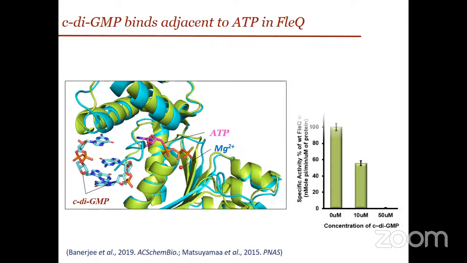So we did this experiment in our lab, and we showed that in presence of increasing cyclic di-GMP concentration, ATPase activity of FleQ is inhibited. If ATPase activity is going to be inhibited, flagellar genes will not be expressed. And therefore, FleQ, when it binds to cyclic di-GMP, the organism transitions to a biofilm lifestyle, because cyclic di-GMP inhibits ATPase activity of FleQ, and ATPase activity is important for flagellar gene expression. So flagella will shut down, and biofilm genes will be expressed.